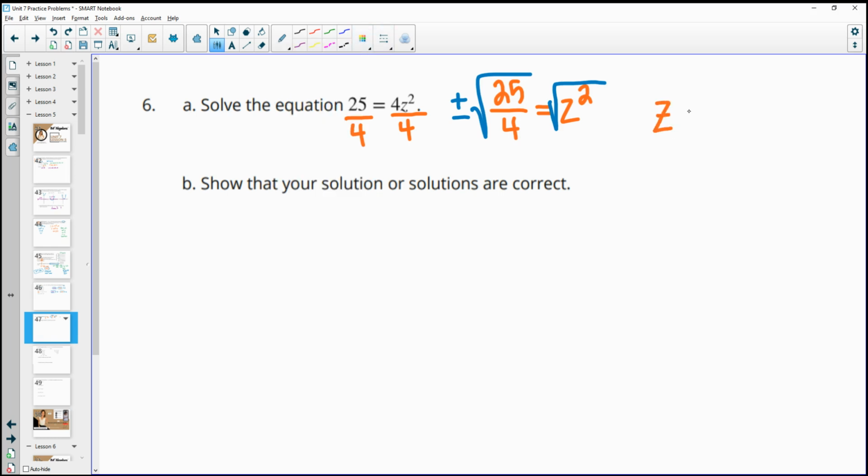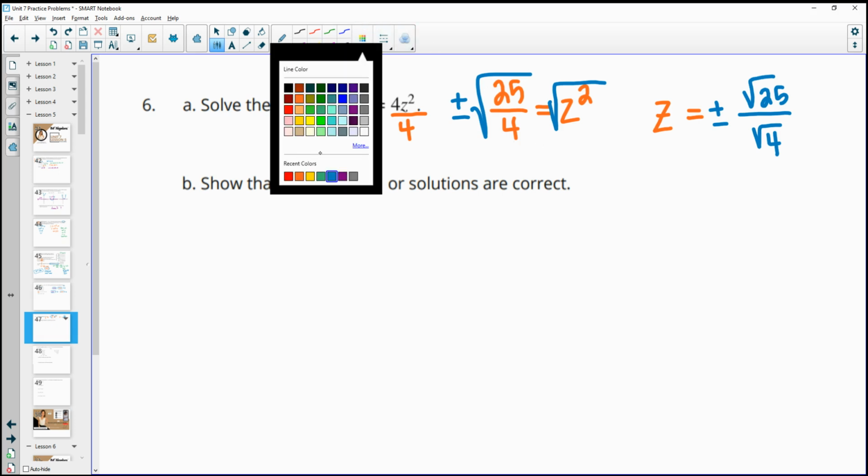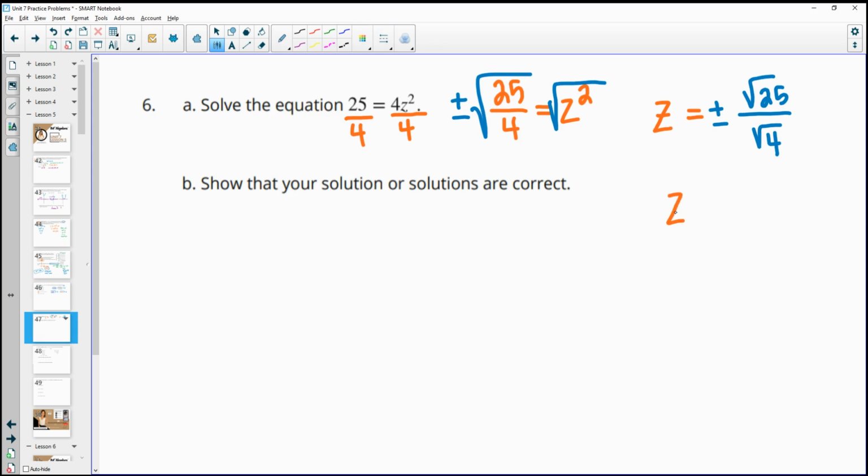z equals, and you can square root the top and the bottom here. I'm just going to put the plus or minus out front, and then I'm going to look at this as the square root of 25 over the square root of 4. That's a property of square roots, that you can square root the top and the bottom separately. So then we end up with z equals positive or negative, and the square root of 25 is 5, and the square root of 4 is 2.